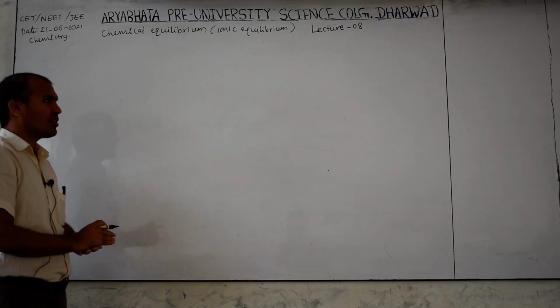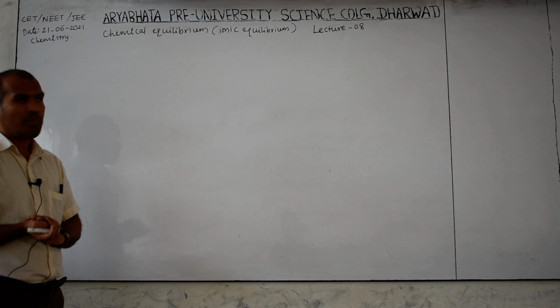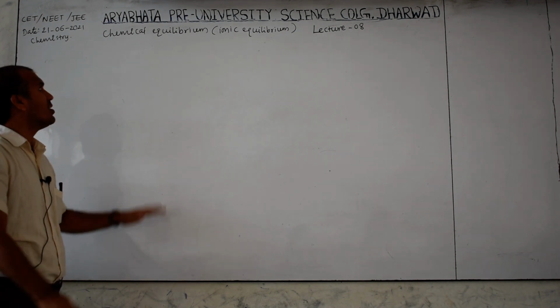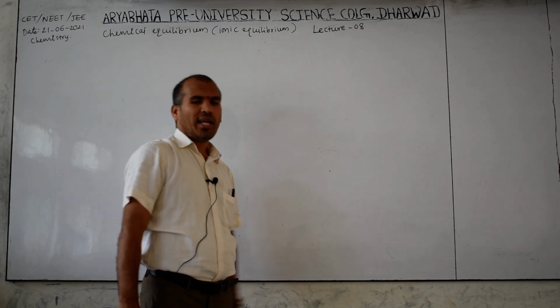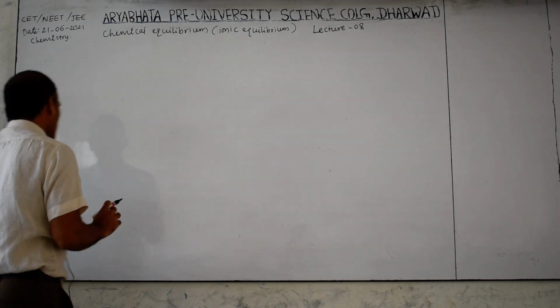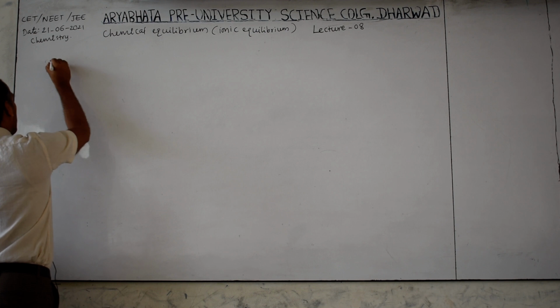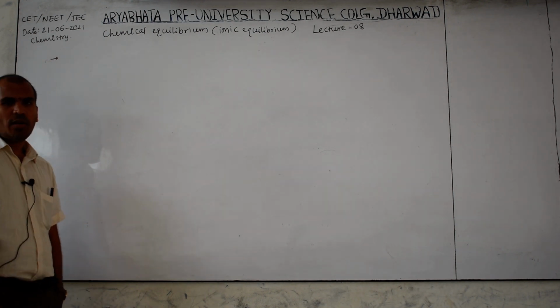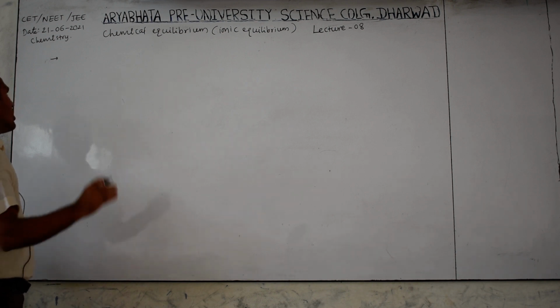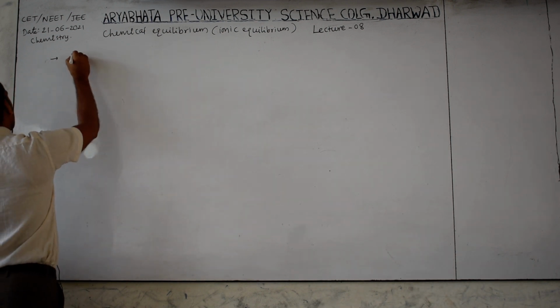In the previous class I discussed up to the chemical equilibrium part, and how to answer the questions. Now, a small part of chemical equilibrium is ionic equilibrium. In this ionic equilibrium we will study acid, base, and salt. Before going to discuss acid, base, and salt, first you should know this.